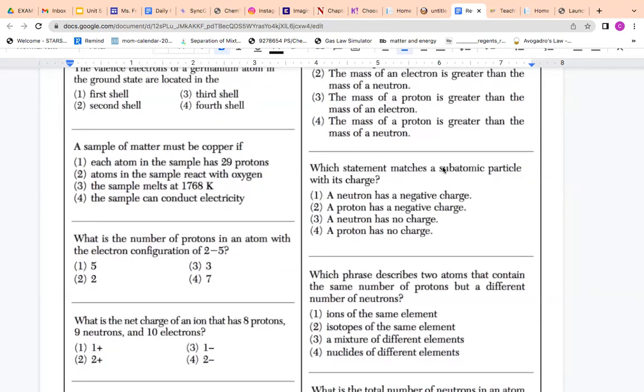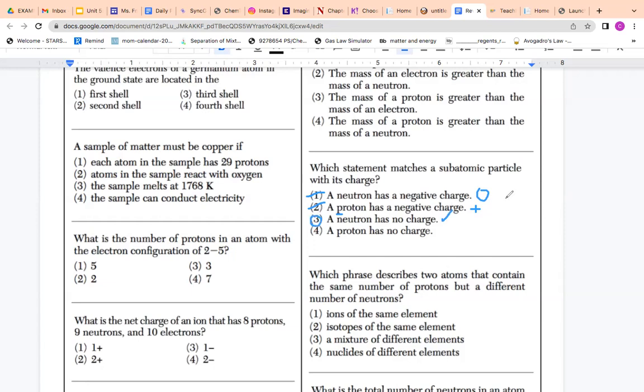All right, which statement matches a subatomic particle with its charge? Number 1, a neutron has negative charge. That is not true. Neutrons have 0 charge. A proton has a negative charge. No, it's got a positive charge. Again, positive proton. P starts with P. They both start with P. Okay. 3, a neutron has no charge. Yes, that is very good. Okay. Again, neutrons are neutral.